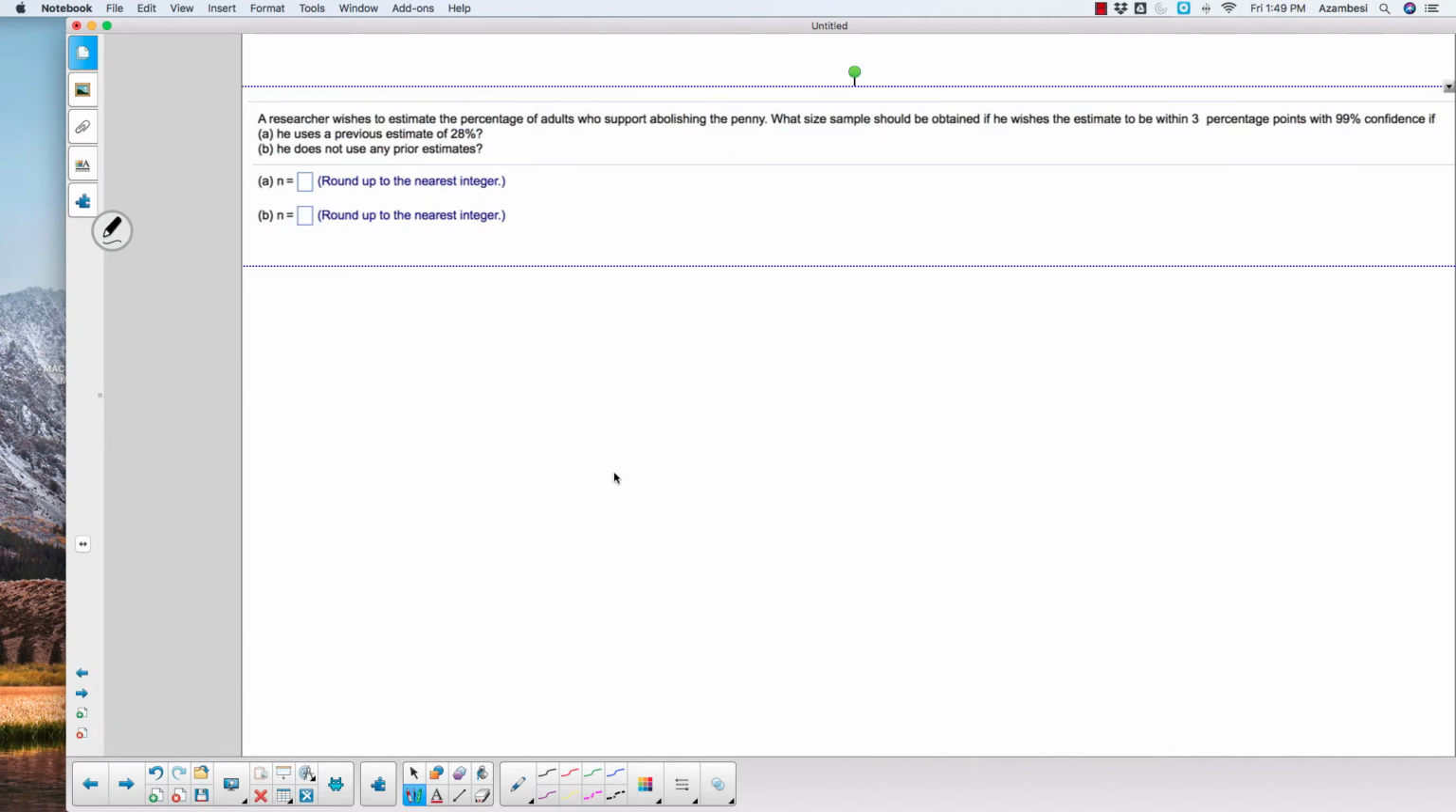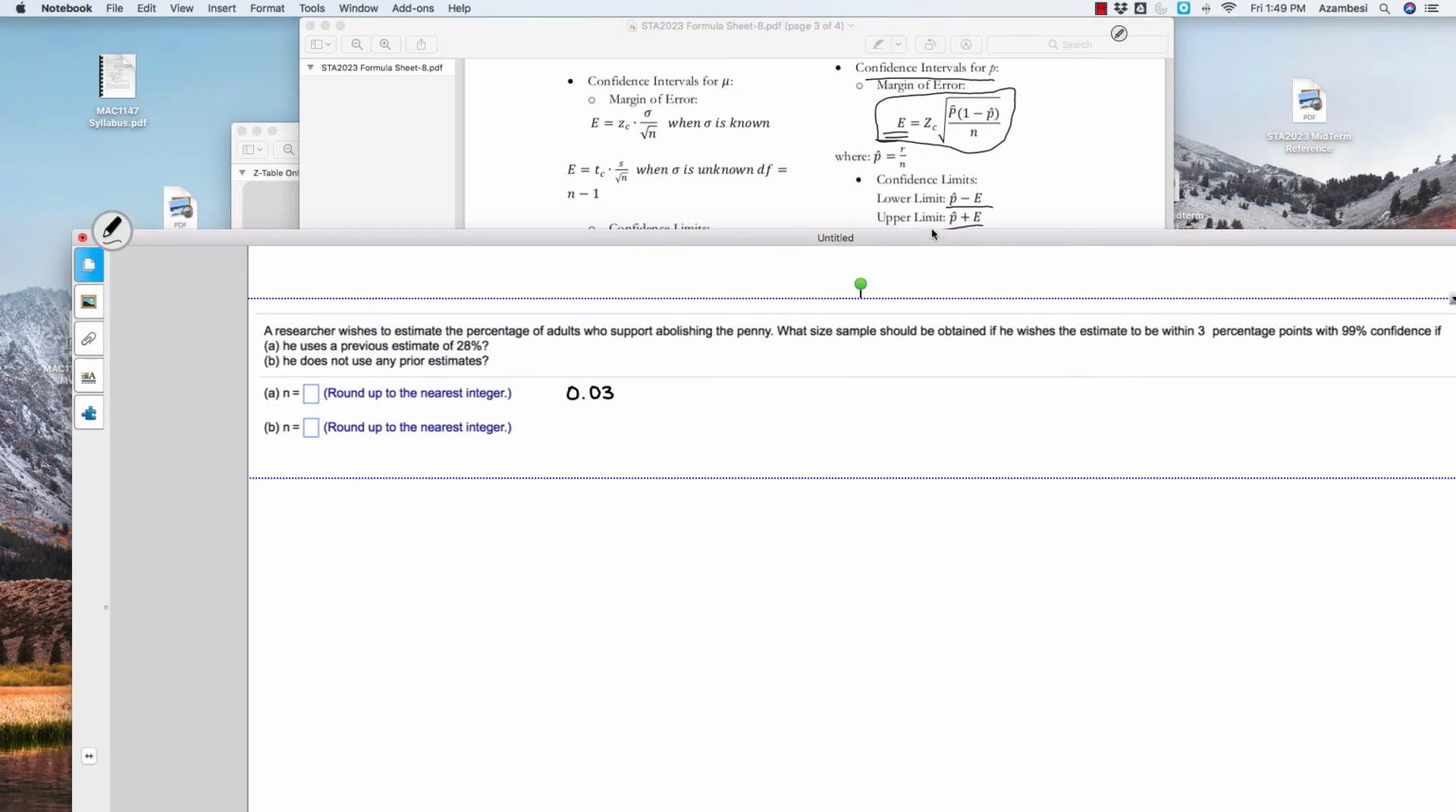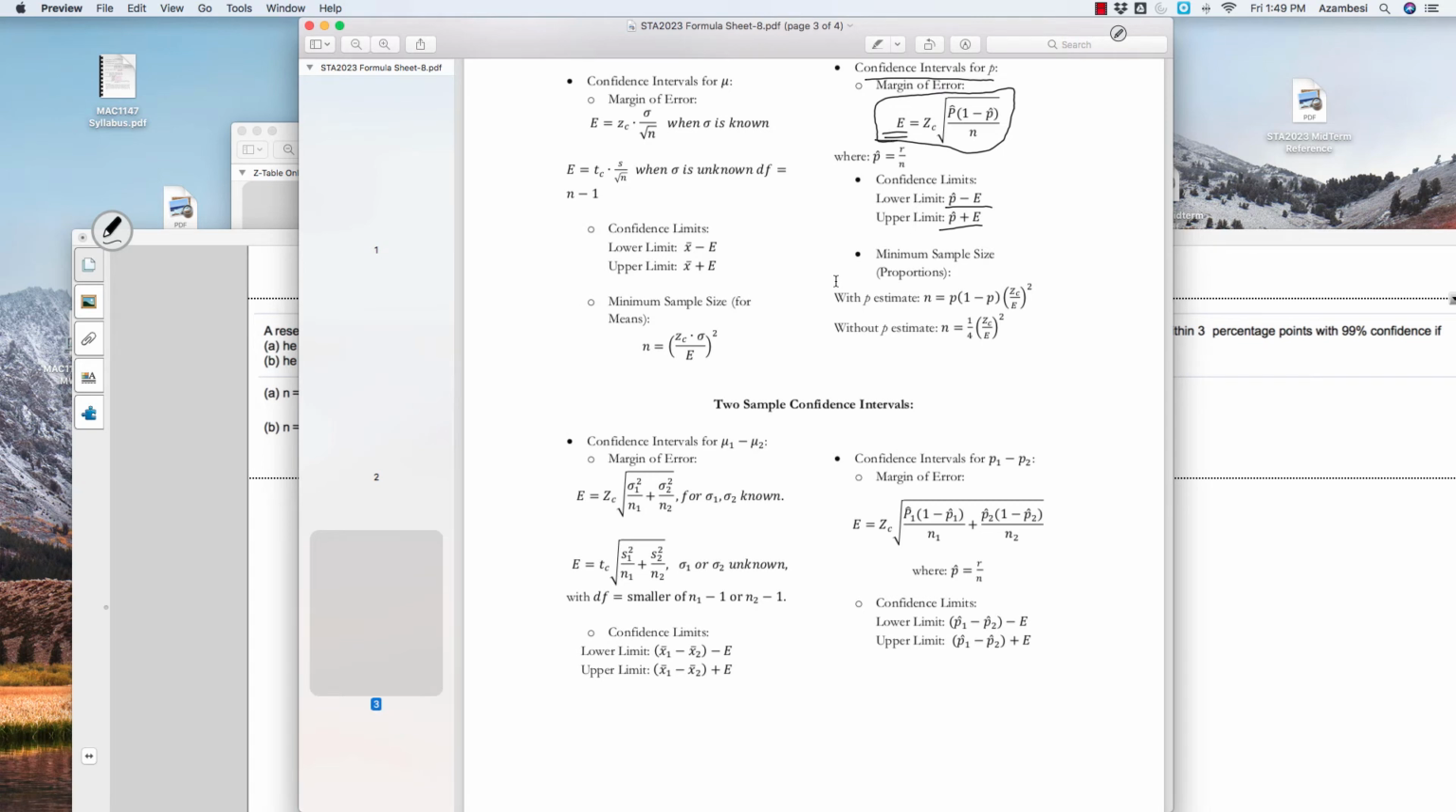All right, other calculations for proportions in this are going to be based on sample sizes. So if we want to estimate the percentage of adults who support abolishing the penny, what sample size should be obtained if we wish to be within 3 percentage points, or 0.03, with a 99% confidence. And there are 2 different types of sample size calculations. Your formula sheet has the formula for both. So if you have an estimate for the proportion, then the sample size is calculated like this. If you do not, then a sample size is calculated this way.